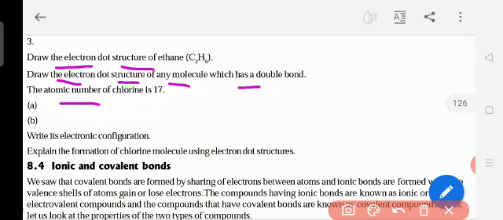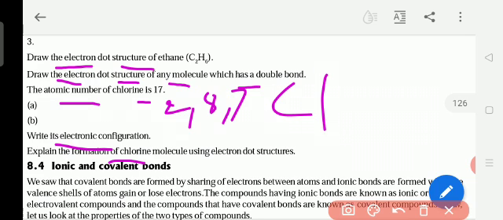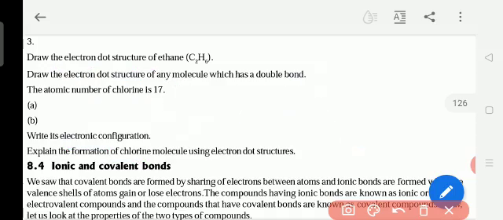The atomic number of chlorine is 17. What is its electronic configuration? 2, 8, 7. Explain the formation of chlorine molecule using an electron dot structure. That means chlorine molecule, we can take Cl2. Okay, chlorine molecule. So you answer these questions.